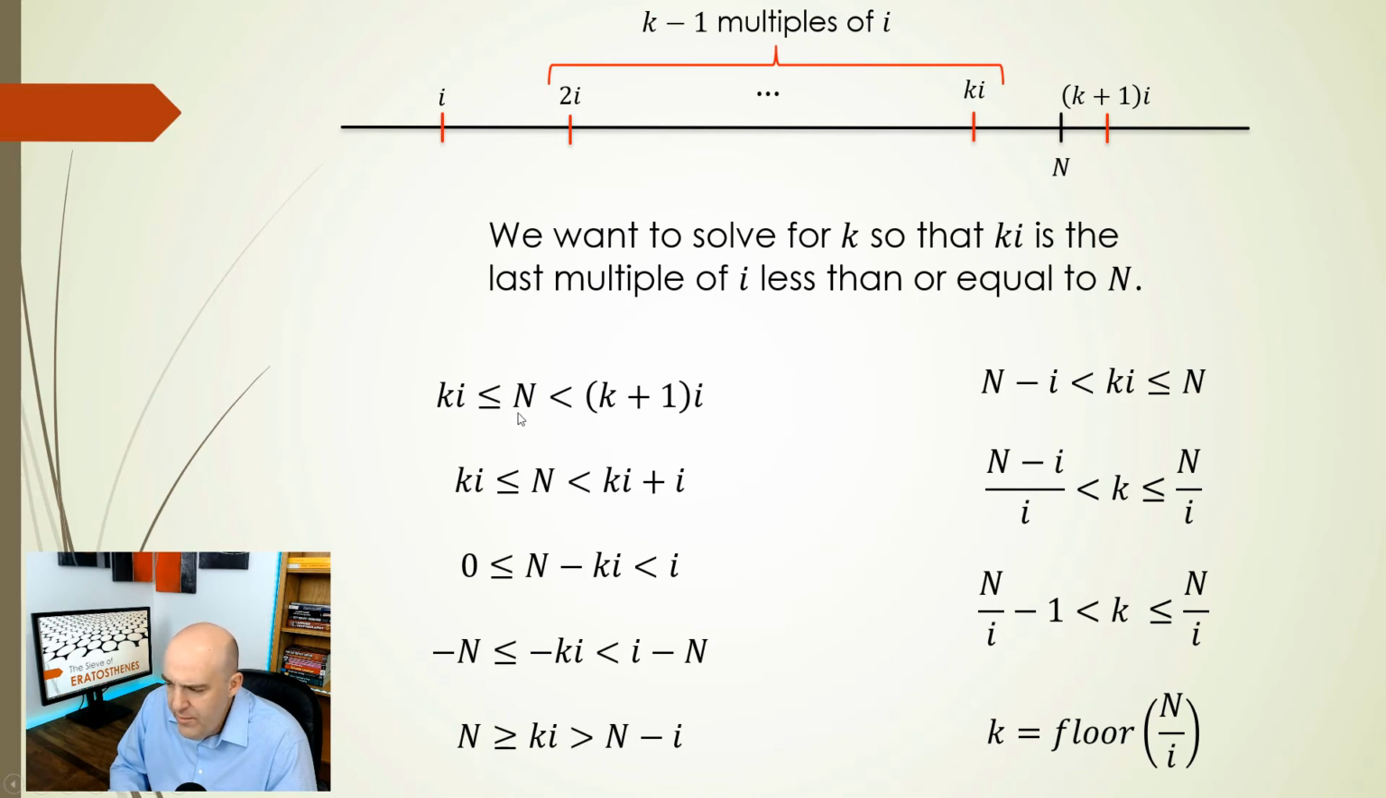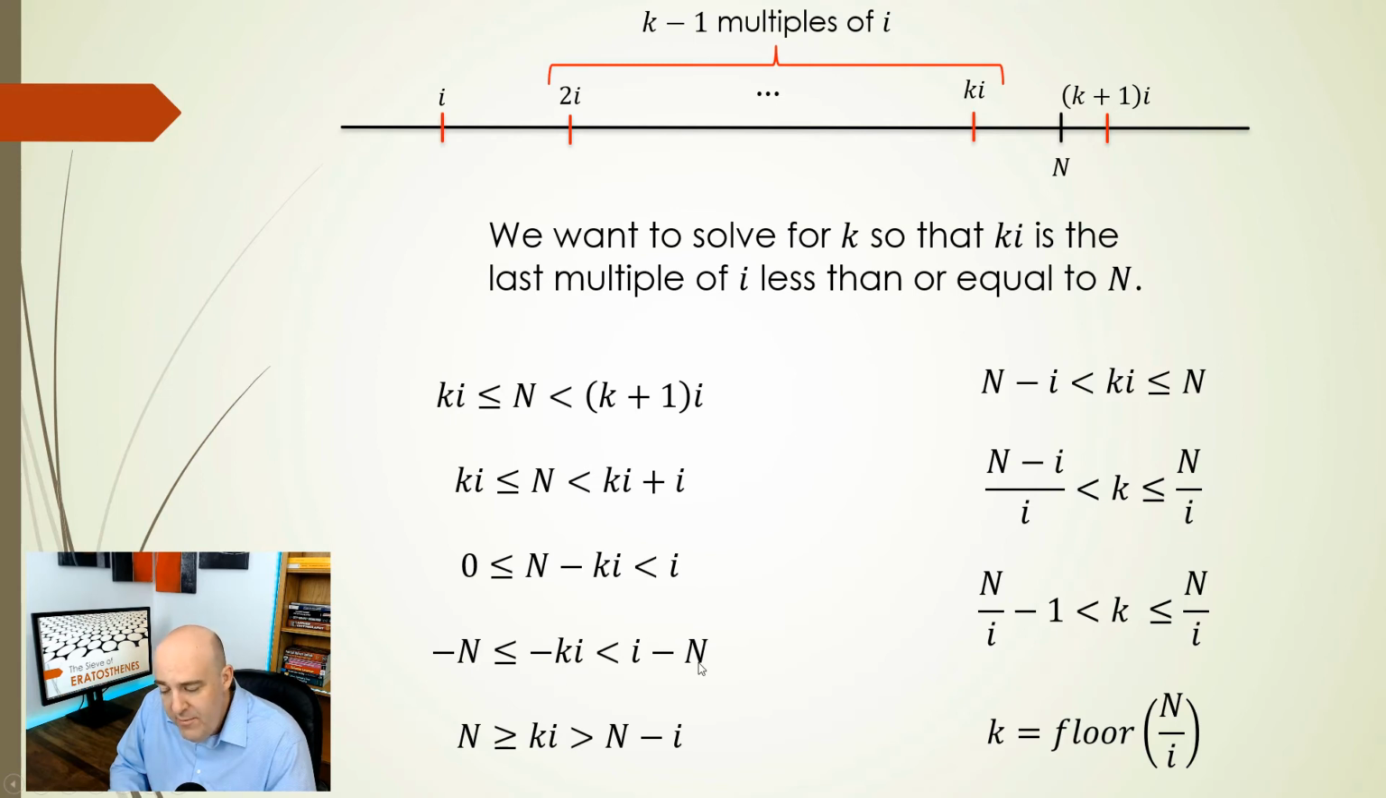Let's just start by multiplying these brackets out. So we get ki plus i. Let's subtract ki from all these sides. So we get 0 is less than or equal to n minus ki, which is less than i. Let's subtract n now from everywhere. So we get negative n. When I subtract n from here, I just get minus ki, and then i becomes i minus n.